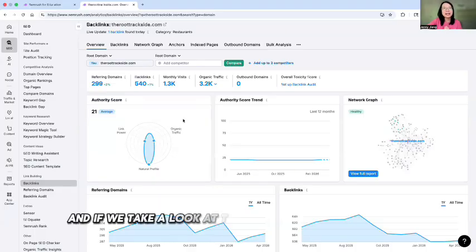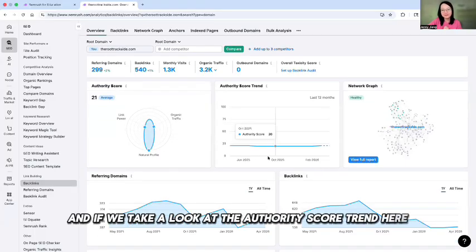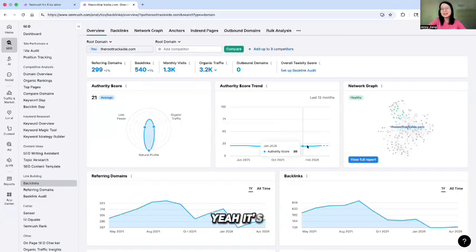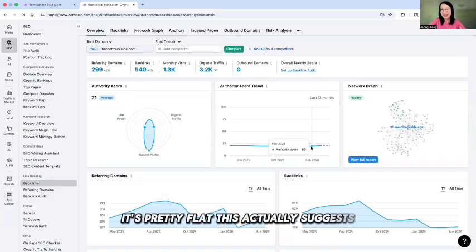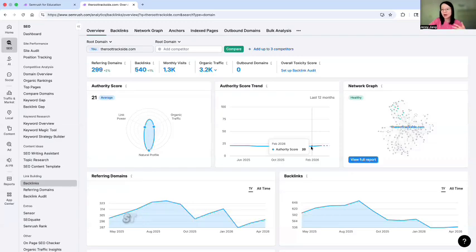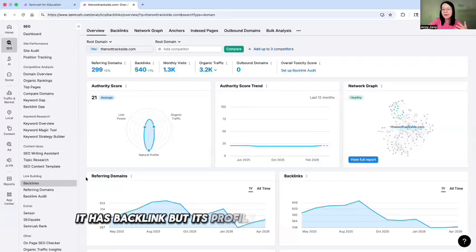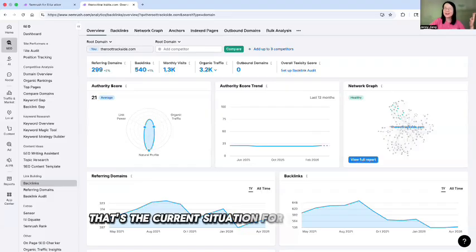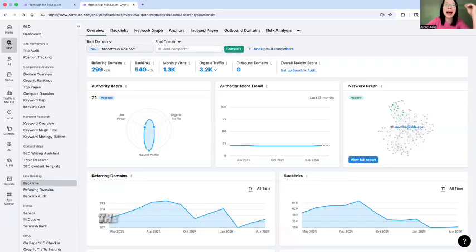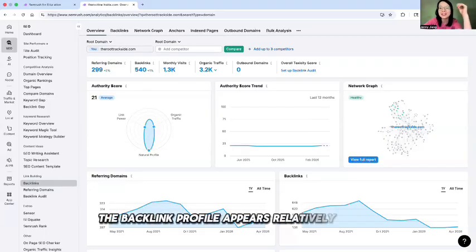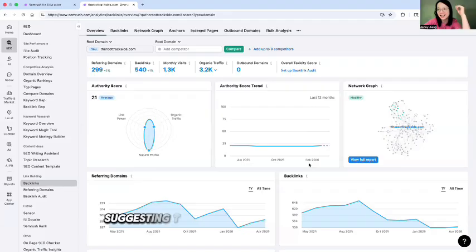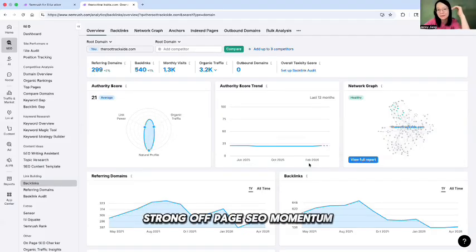And if we take a look at the authority score trend here, it's very interesting. Yeah, it's pretty flat. This actually suggests the site is not actively building strong off-page momentum right now. It has backlink, but its profile is not clearly growing. That's the current situation for the off-page SEO. So something you can report here could be the backlink profile appears relatively stable, suggesting the site is not currently gaining strong off-page SEO momentum.